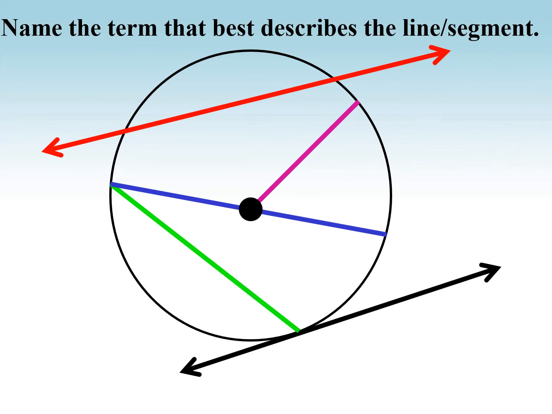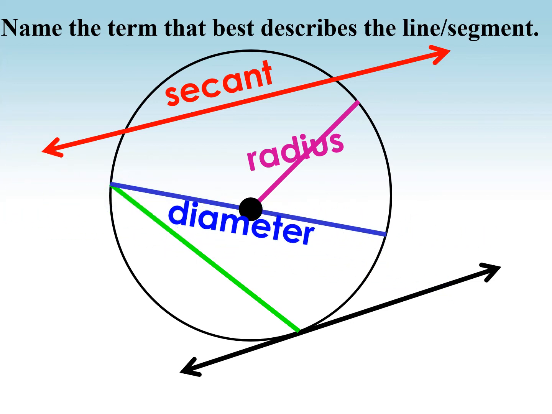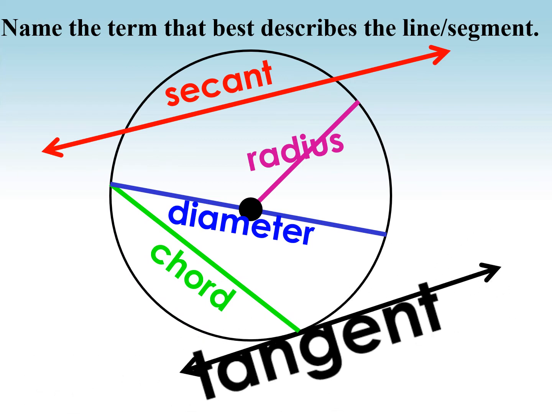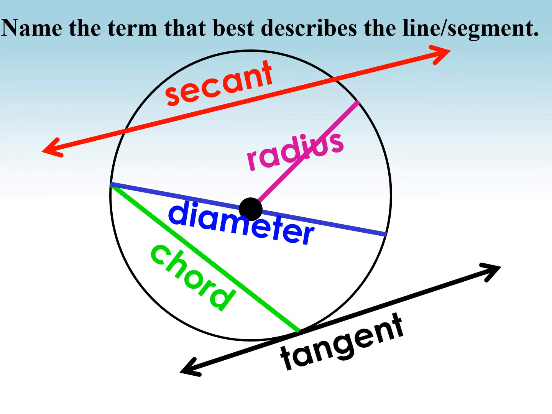Name the term that best describes the line or the segment. For the red line, it is the secant. For the pink one, it is the radius. For the blue one, diameter. For the green one, it is the chord. And for this line is the tangent.